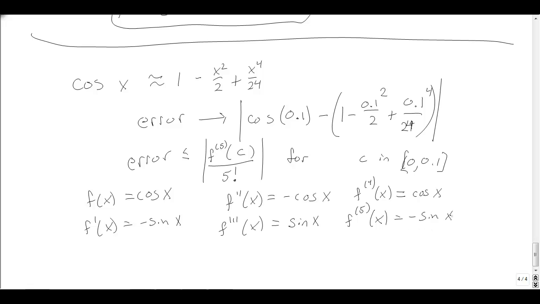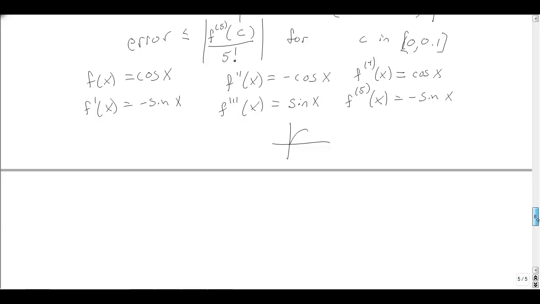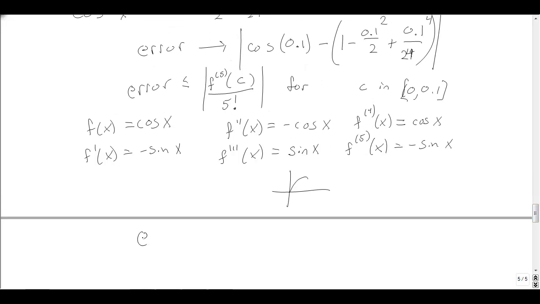And we want to maximize negative sine x in the interval 0 to 0.1. Well, if you graph sine x, you'll get a graph that looks like this kind of a thing. So it's going to be maximized at 0.1. So our error here is at most, it should be sine, really negative sine of 0.1 over 5 factorial. We'll bound this above here.